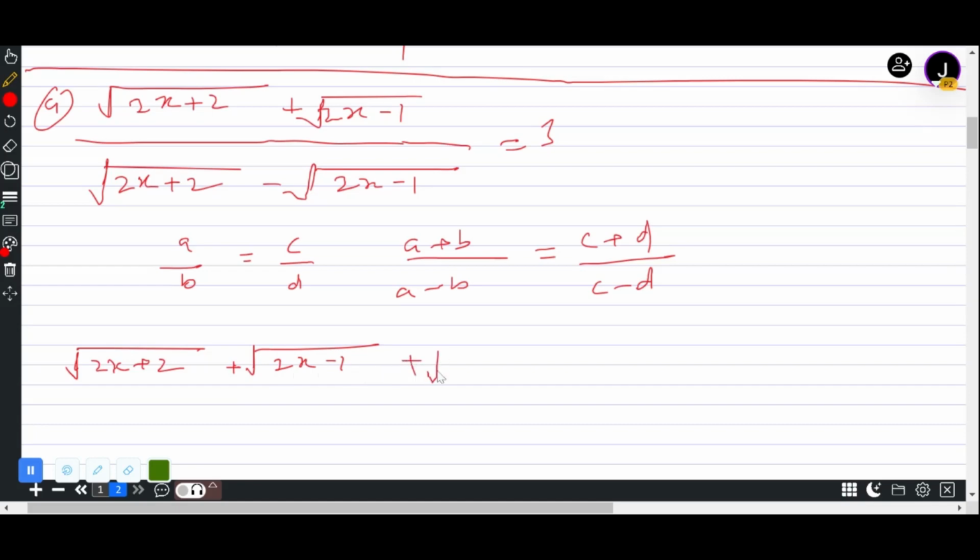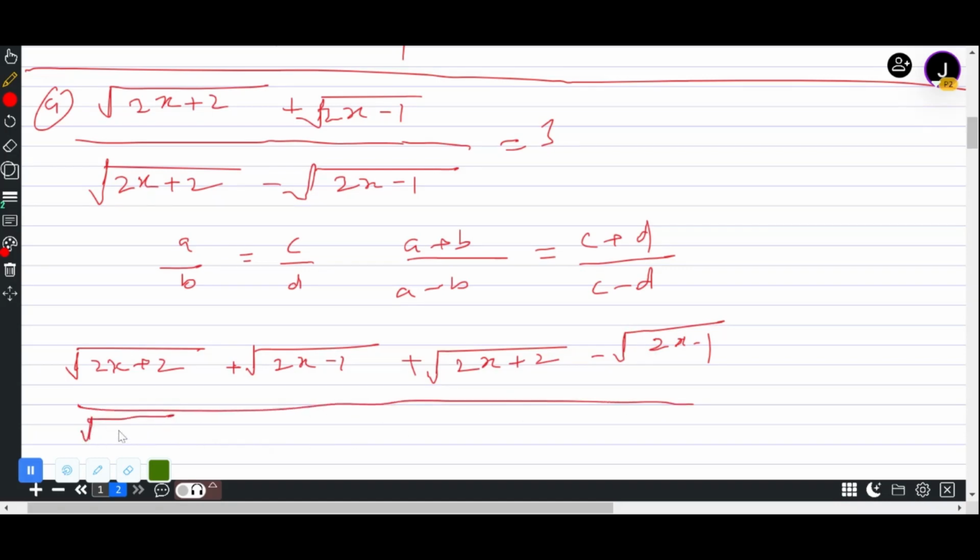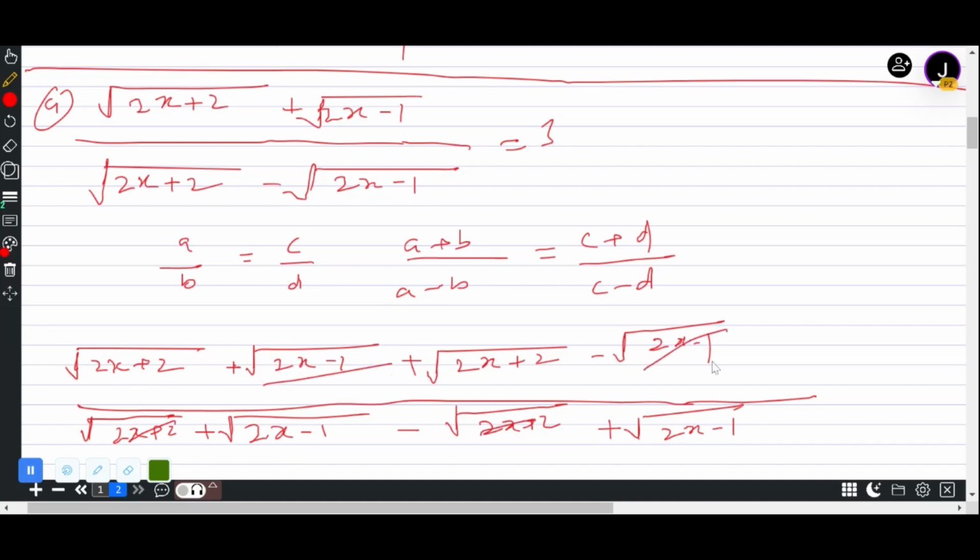So, what is the property of componendo dividendo? The property is if A by B is equal to C by D, then A plus B divided by A minus B is equal to C plus D divided by C minus D. This is the property we will use. Okay, I am not getting into the derivation of this formula, but this is the property we will use. So, first we will add both the terms in the numerator, that is root of 2x plus 2 plus root of 2x minus 1 plus root of 2x plus 2 minus root of 2x minus 1.